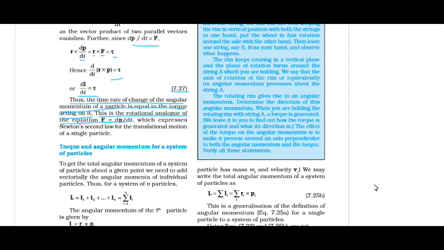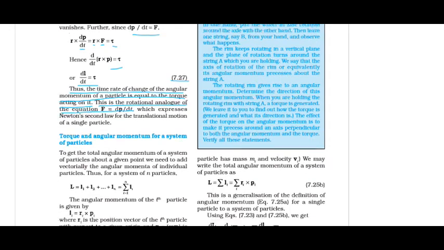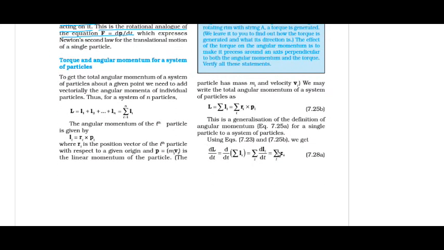Now let us do further analysis. Torque and angular momentum of a system of particles. So we have done till here the torque and angular momentum of a particle. Now we are trying to find out the torque and angular momentum of a system of particles.